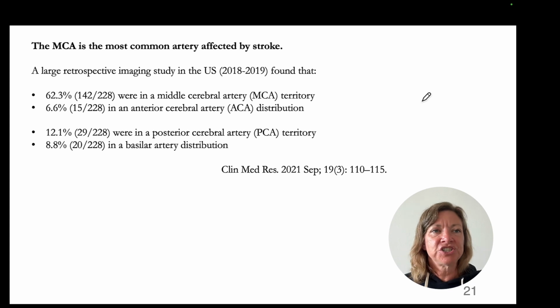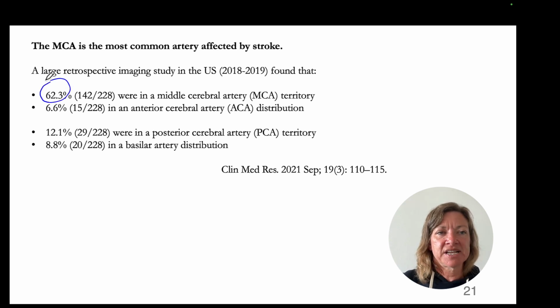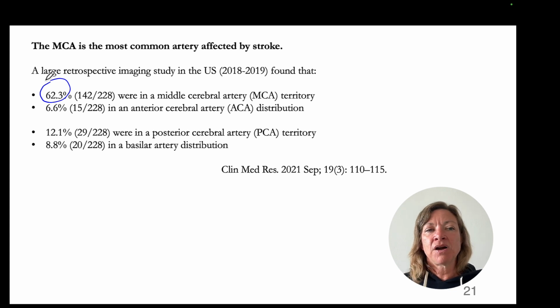Now, perhaps just due to its huge territory and the number of branches in its circulation, the middle cerebral artery is the most common artery affected by stroke. So a big retrospective imaging study conducted in the US relatively recently found that about 63%, 62.3, of the strokes that were presented clinically were in middle cerebral artery territory. And the rest of them, you can see the breakdown compared to MCA strokes. Both ACA and PCA strokes are relatively rare.